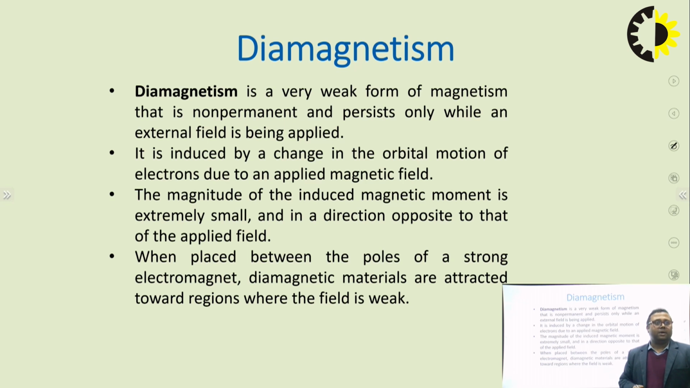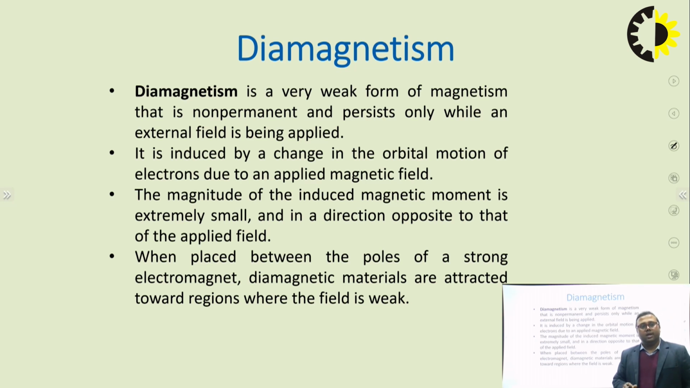First is diamagnetism. Diamagnetism is a very weak form of magnetism that is non-permanent and persists only while an external field is being applied. Until and unless an external field has been applied, this property is generally not seen. It is induced by a change in the orbital motion of the electrons due to an applied magnetic field.